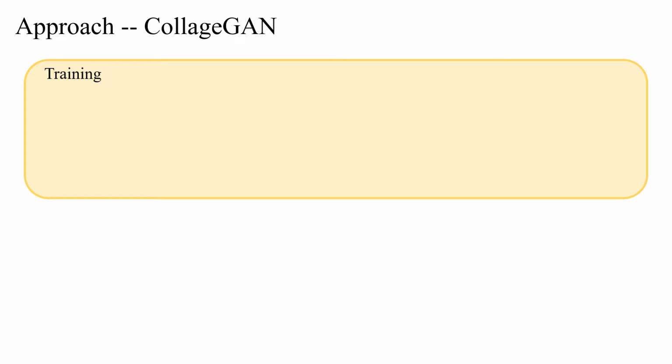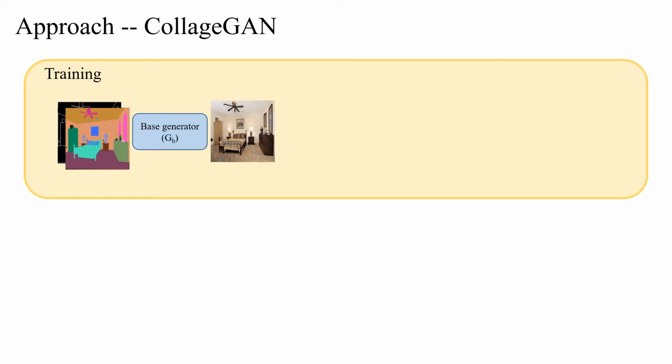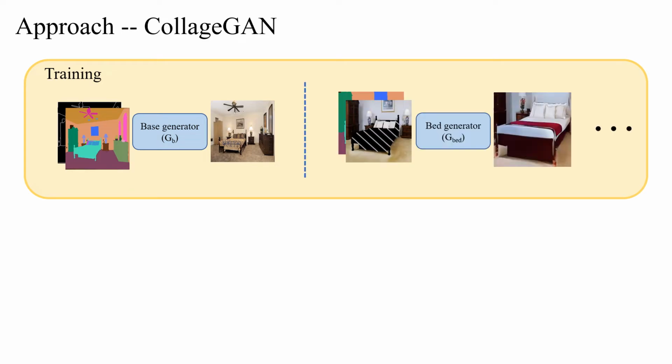Our CollageGAN consists of two types of generators. We call the first type the base generator, which takes in the entire semantic map and the instance edge map to synthesize the entire image. We call this image the base image. Next, we have class-specific generators, which take in the masked-out target object, along with the surrounding context and its corresponding semantic map. The model needs to generate a reasonable foreground based on the provided context.